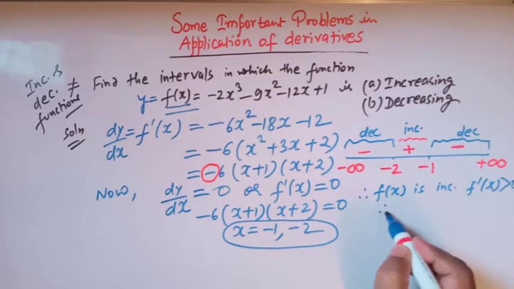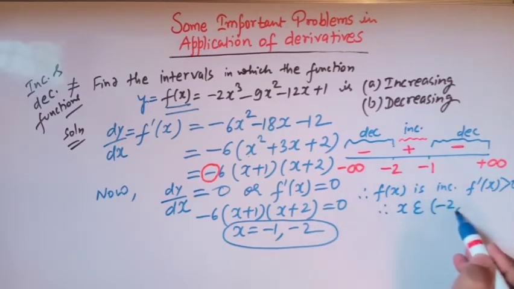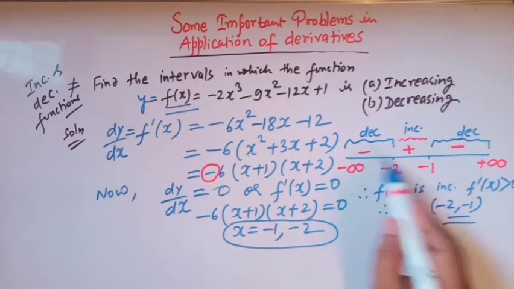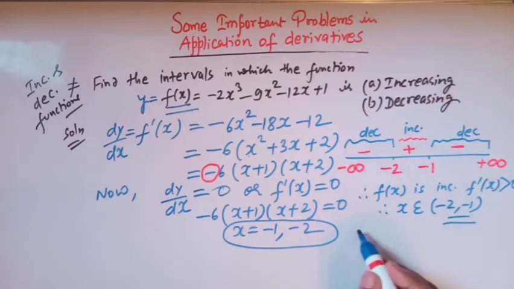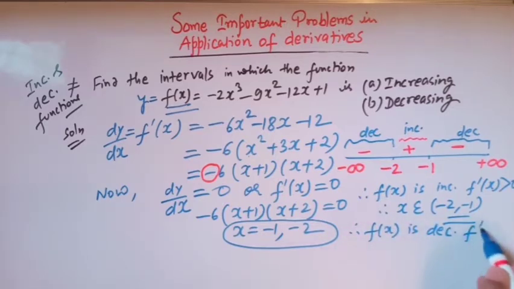So we have x belongs to minus 2 to minus 1, right? So in this interval the function is increasing, right? And where we have negative sign the function is decreasing. So therefore f(x) is decreasing if f prime of x is less than 0.